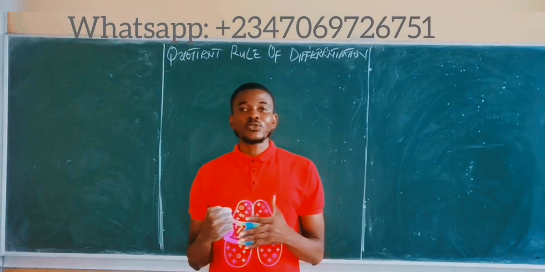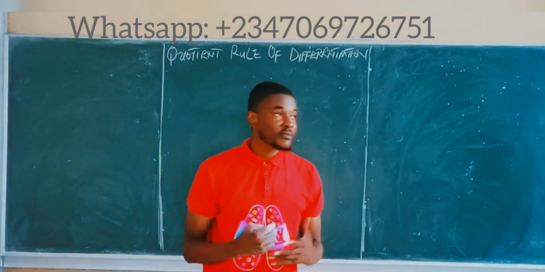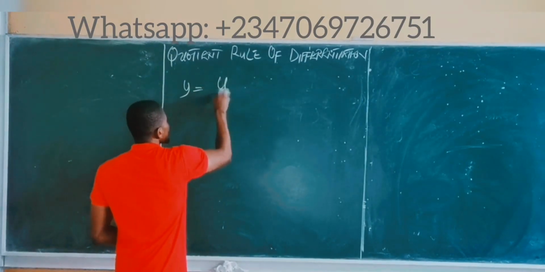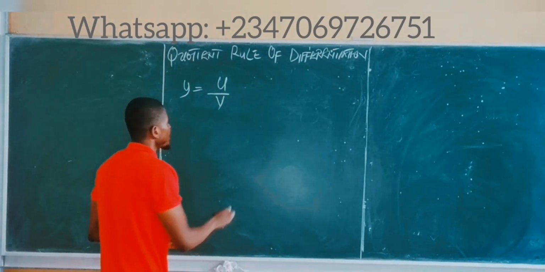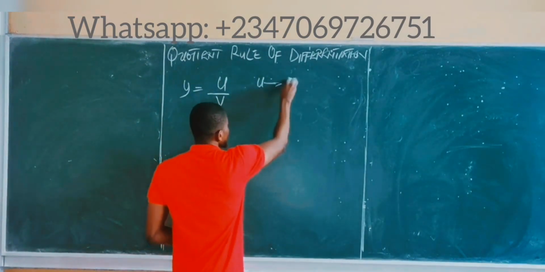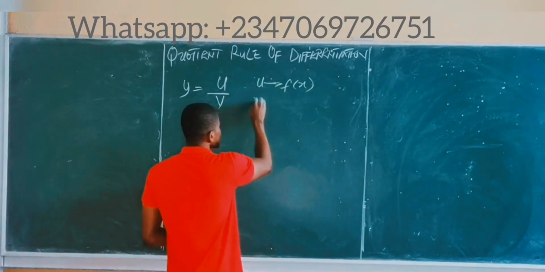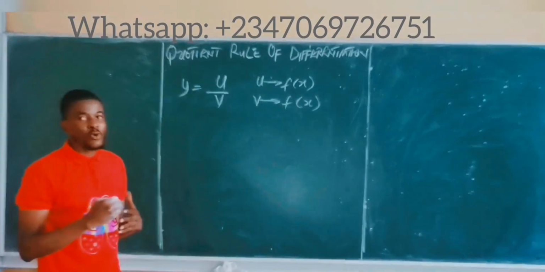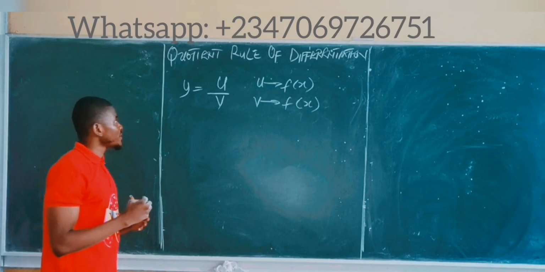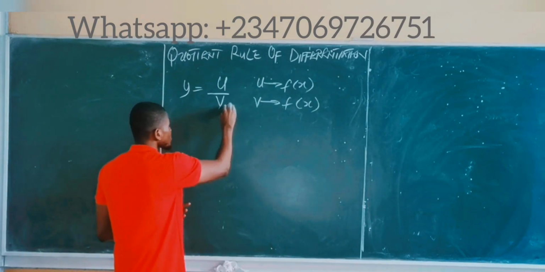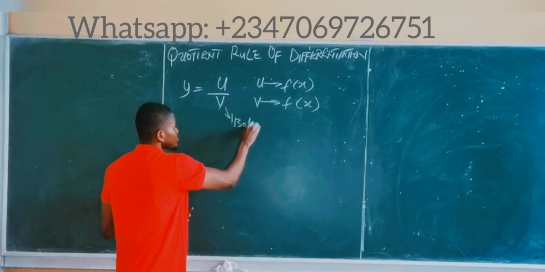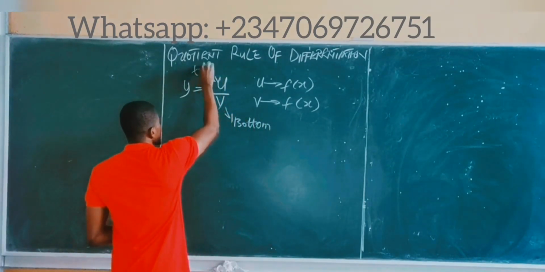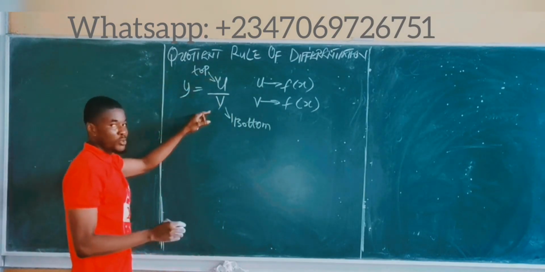So I'm going to take you through the quotient rule of differentiation. Now, if I have y equal to u all over v, where u is a function of x and v is also a function of x, I'm going to apply the quotient rule. Let's call the denominator the bottom and the numerator the top. So this is the top and this is the bottom.